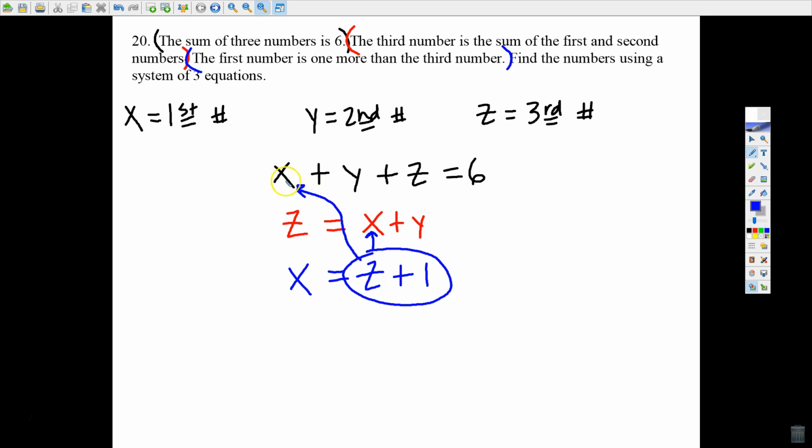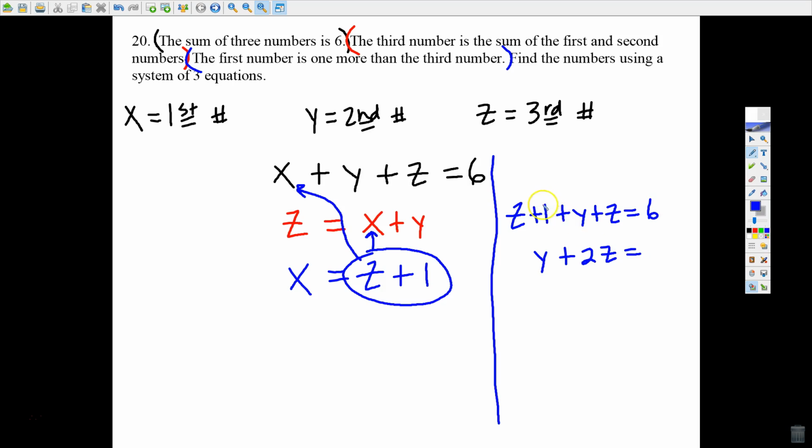All right, this top equation, x is going to become z plus 1. And then I write everything else, plus y plus z equals 6. And let's go ahead and simplify, combine like terms. I've got 1y plus 2z, z plus z is 2z. And I'm going to move this constant 1 over to the right side with subtraction, so 6 minus 1 is 5.